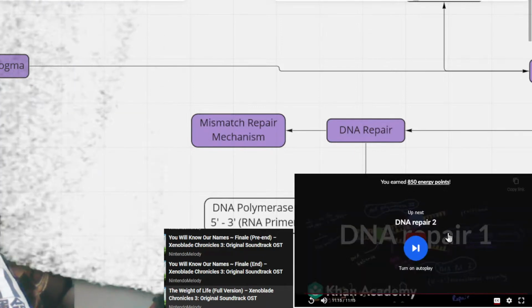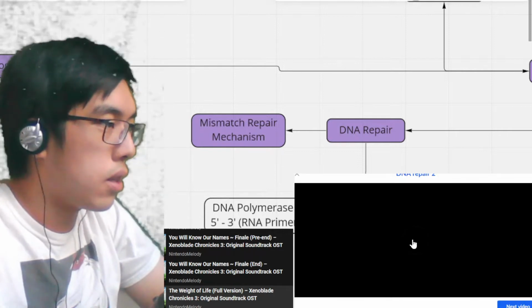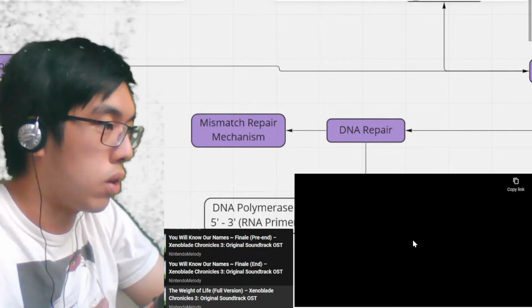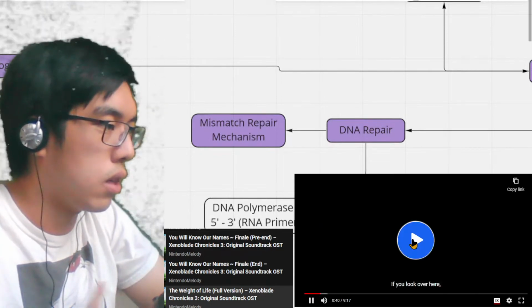Okay, I don't know if we need to memorize that because that's bacteria only. And I guess they just mark the parental strands before they get replicated and then repaired later.